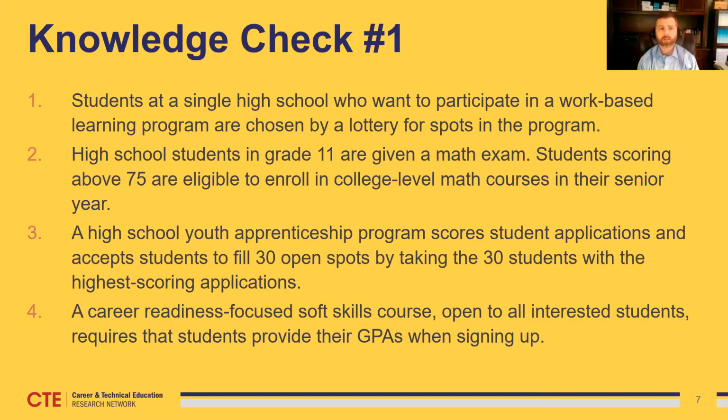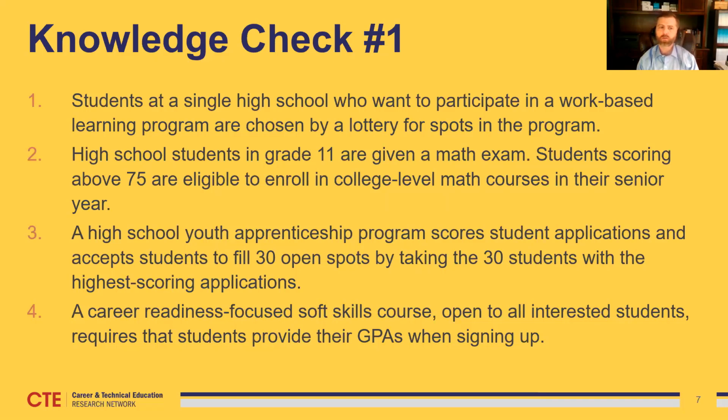Scenario three: a high school youth apprenticeship program has an application process. They score applications. They have 30 open spots, and they take the 30 students with the highest scoring applications. So this scenario is a little bit trickier, I think. I would say this is a maybe. It could be the case that this is a good scenario for regression discontinuity. I think you would want to do a little more work here to investigate this.